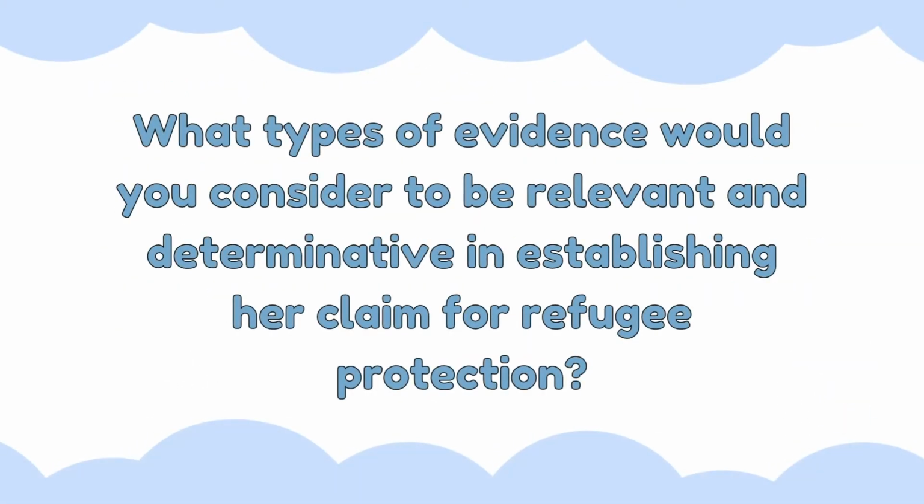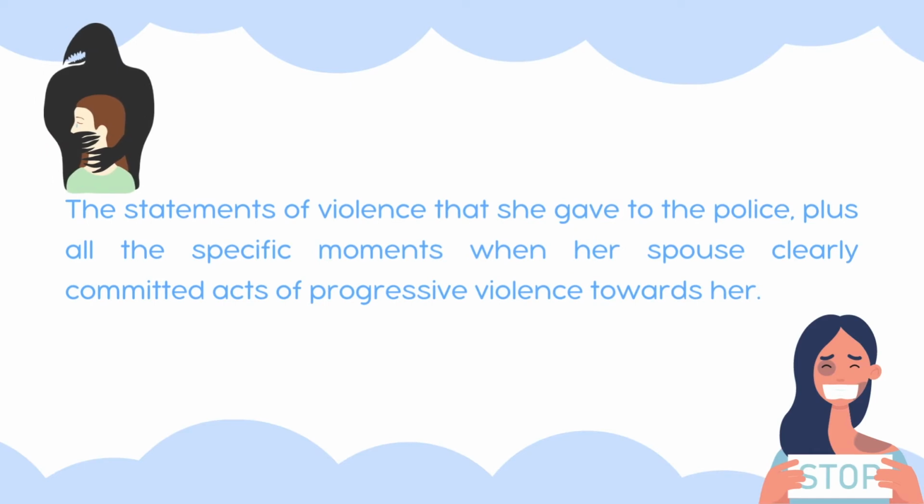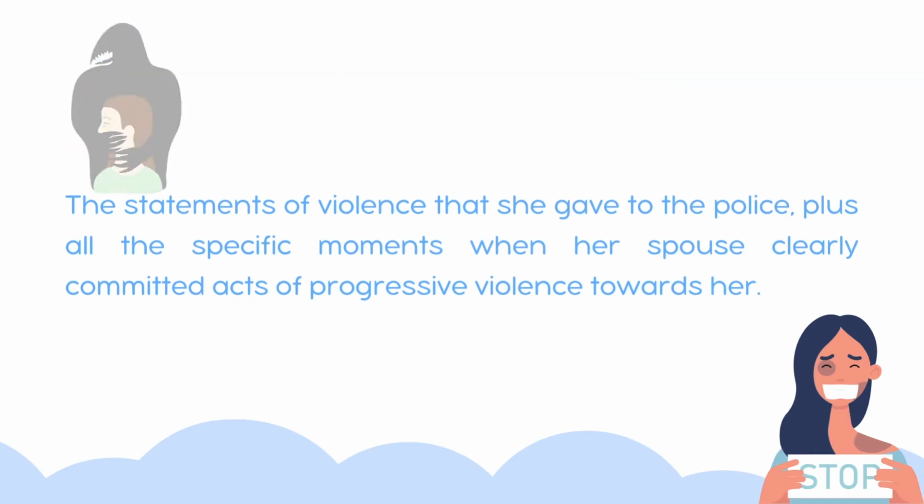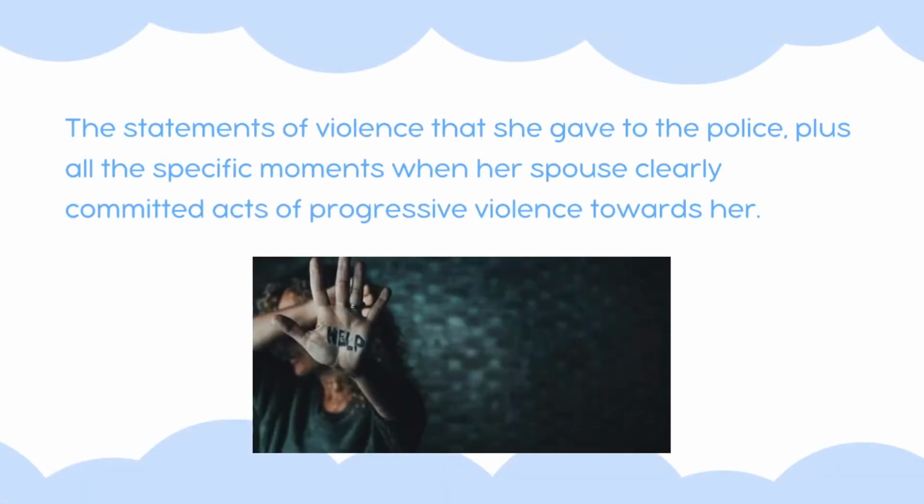What types of evidence would you consider to be relevant and determinative in establishing her claims for refugee protection? The testimonies of violence that she gave to the police, which didn't help anyway, besides all the specific moments when her spouse committed progressive acts of violence against her.